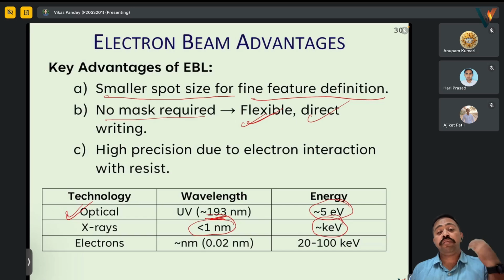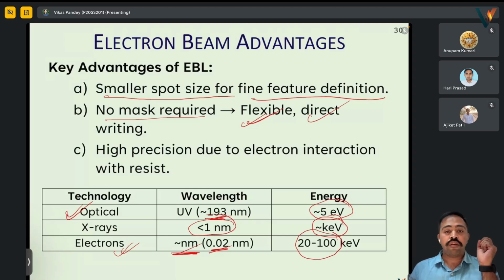But when we are talking about electrons, the wavelength is very small, smaller than 1 nanometer, say 0.02 nanometer, and the energy is very high, 20 to 100 kilo electron volt. So with very high energy and good precision, we are able to deal with our photoresist.